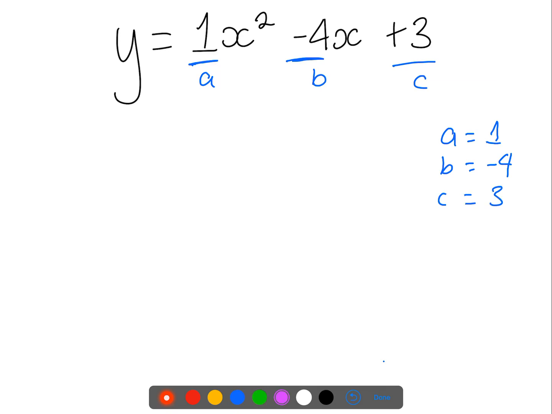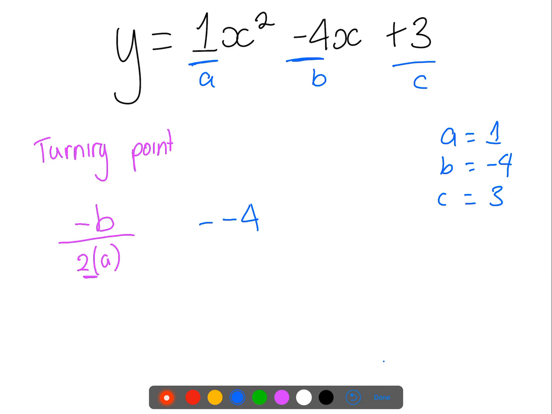Then this is the formula that you need to learn for the turning point. The turning point formula is negative b over 2 times a. Remember, if there's nothing in between a number and something else, it's times. So we replace our letters. So our b is negative 4, so that's negative, negative 4, and then 2 times, and our a is 1. So we do both of those. Negative over negative is a positive, so that's 4, and 2 times 1 is 2.